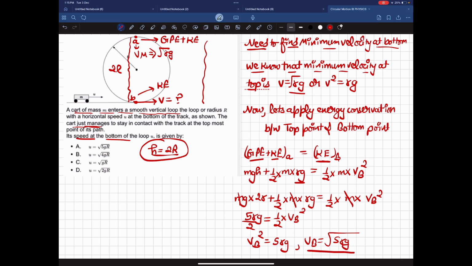So this is the minimum velocity one should have at the bottom in order to complete a vertical circle. Earlier we did it for top, it should be root rg, but at the bottom it should be root 5 rg in order to complete a full vertical circle. Alright, question is not difficult. What I have done here is just apply the energy conservation at point A and energy conservation at point B and equate them. At point A, we had gravitational potential energy plus kinetic energy. At point B, we had only kinetic energy.